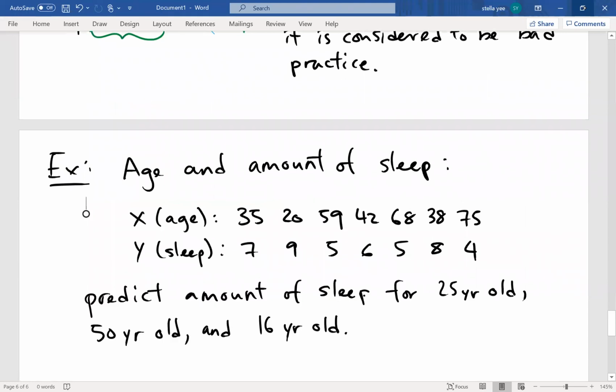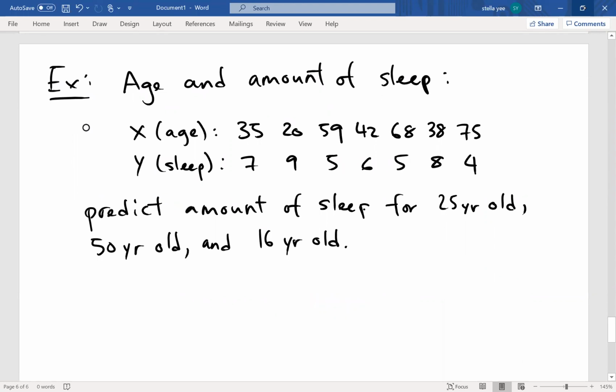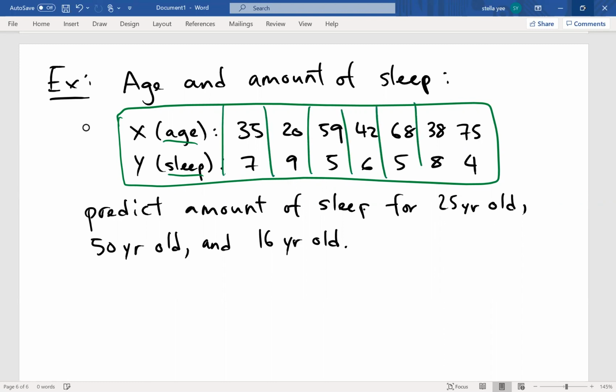Okay. So the last example problem here, I want you to pause and try to see if you can predict, right? If I give you this data set, it's a relationship between people's age and the amount of sleep they get in hours per day. Let's say I've collected data and I've got these 7 data points.